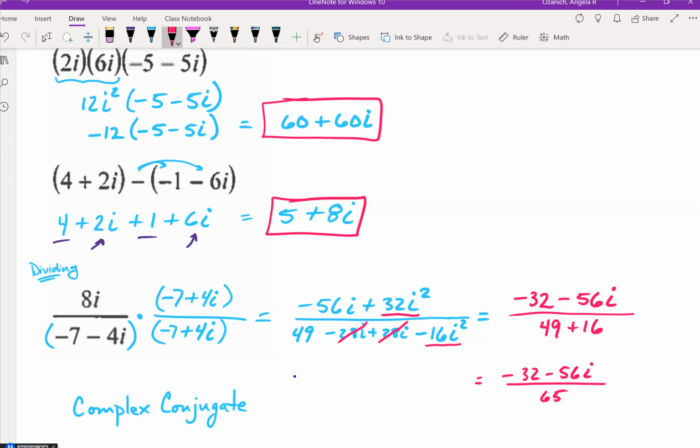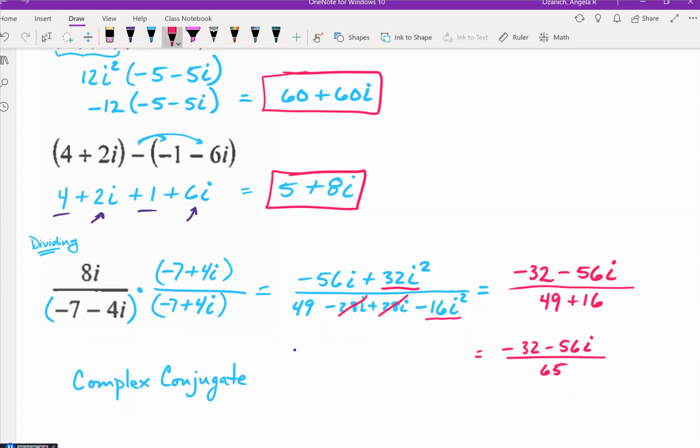And we could see if this simplifies a little bit. I'm not quite sure that it will, but the real part of our complex number is -32/65. And then the imaginary part is my minus 56/65i. Right? We're breaking that into two separate fractions so we can reduce if possible. And that is our complex number.